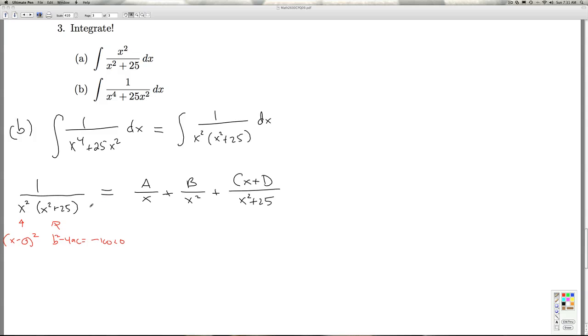All right, so the next step is we multiply both sides of this equation by this common denominator. If I multiply the left-hand side by the denominator, I get 1. On the right-hand side, one factor of x cancels, so I've got ax times x squared plus 25. Here, I'm left with x squared plus 25. And here, I've got cx plus d times the x squared.